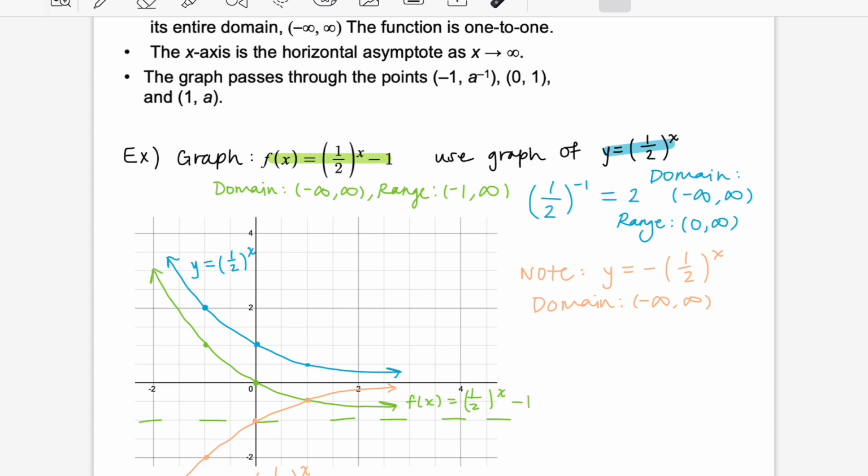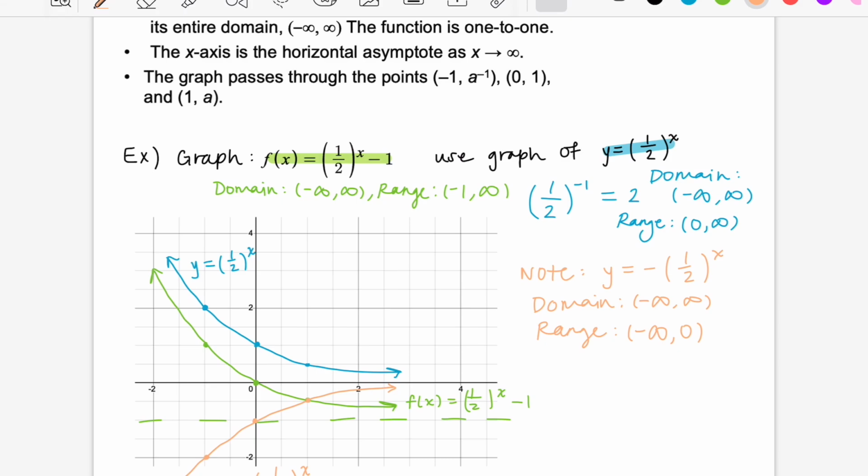So all of these output values are going to be greater than -1. And lastly, for this function here, since what we did was we reflected our original equation over our x-axis, our range is now going to be all negative numbers, less than 0. So this will be negative infinity up to 0.